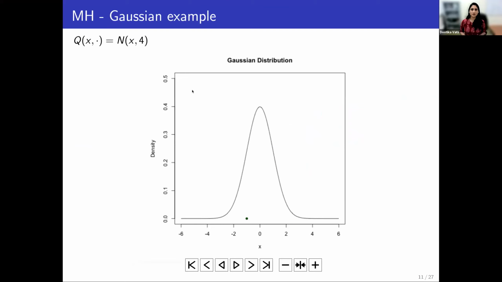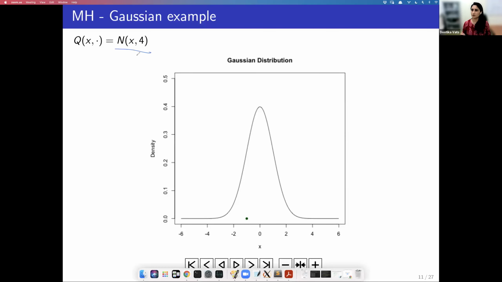Okay. So this is now a Metropolis-Hastings, or MH, for a Gaussian example where my kernel is normal x comma 4. That means wherever I am is the mean of the proposal kernel, and the variance is 4. Okay. So what does this look like? Here I keep going back and forth. The green point is my current point x.